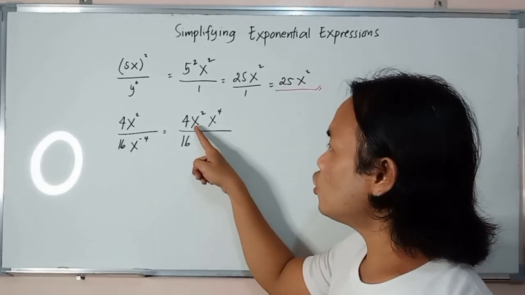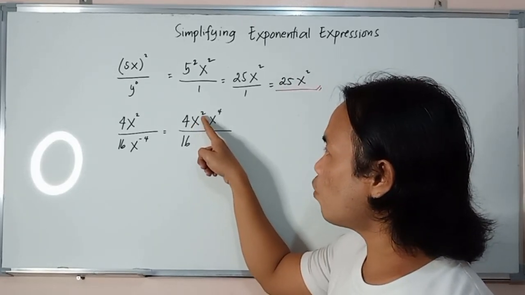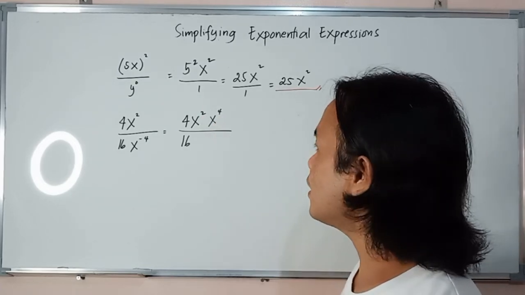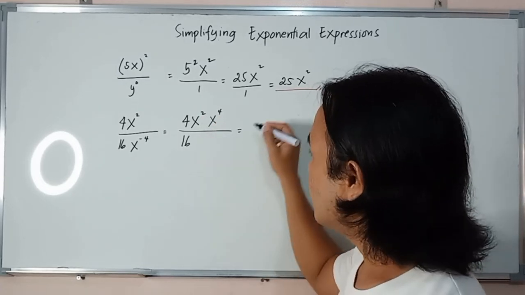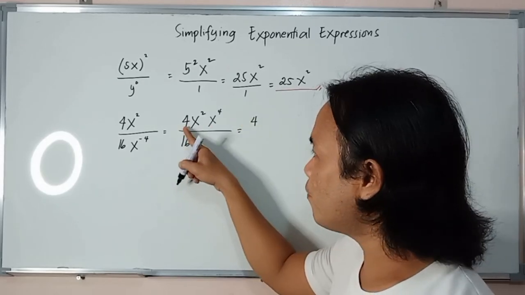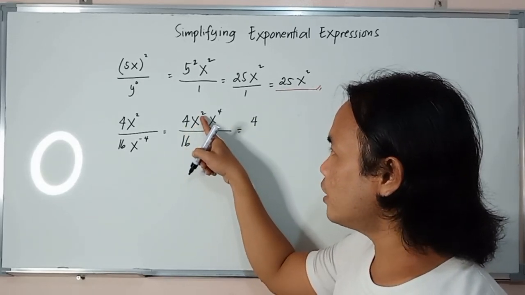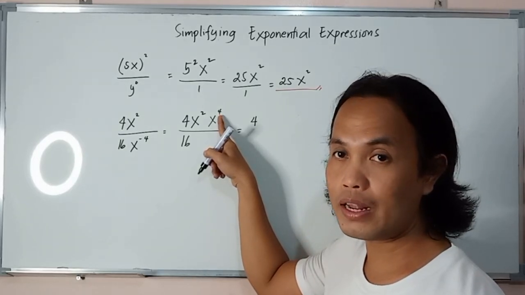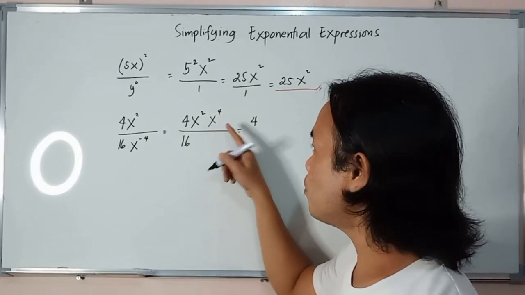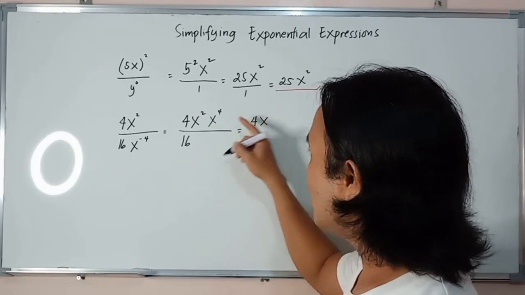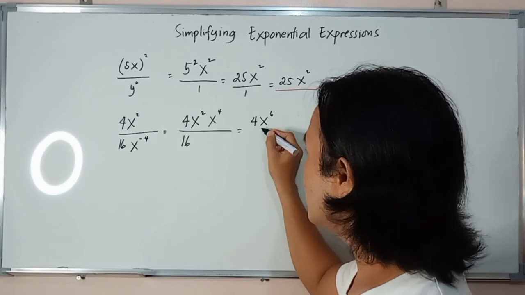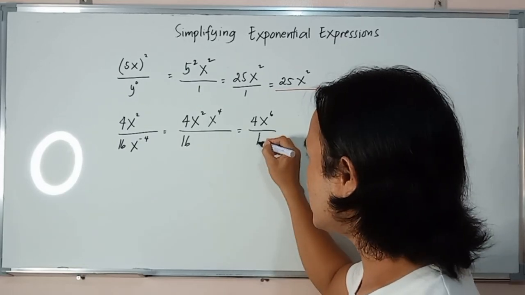So the operation now between x squared and x raised to 4 is multiplication. So this becomes 4, we copy 4, then x squared times x raised to 4, we will apply now the law on power of a product. The same base, we add the exponent. So we copy the base, x, add the exponent, 2 plus 4 is 6. Then we copy the denominator, 16.